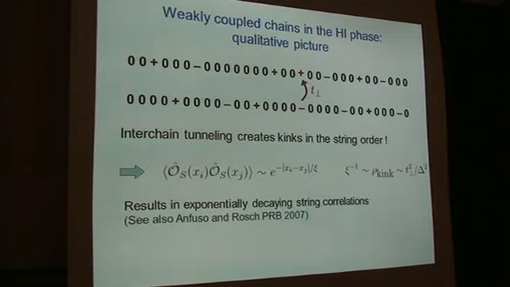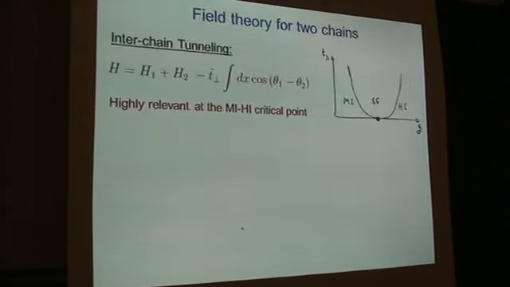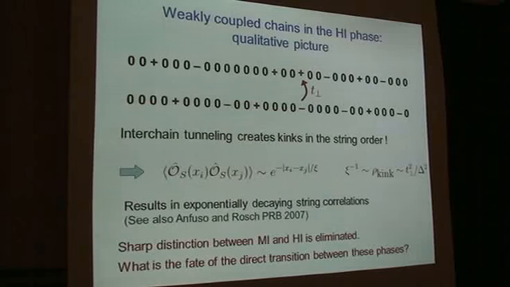Sorry, this is the inverse correlation length. It's the density of kinks. So the sharp distinction between Mott insulator and Haldane insulator is eliminated.